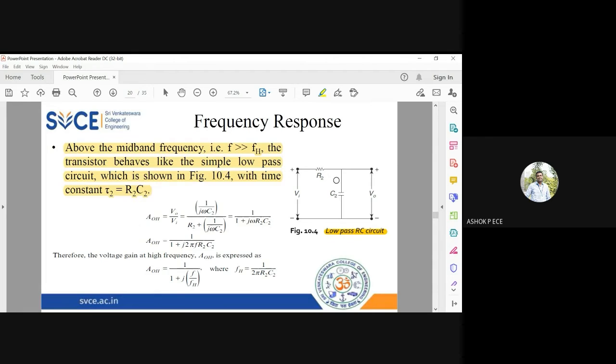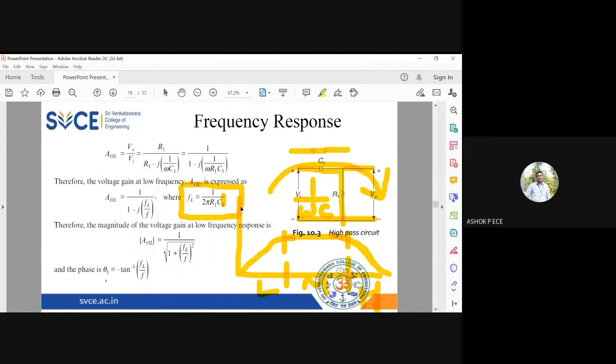So what happened? The frequency is very, very large, so all the capacitance will act like a short circuit. 1 by omega C: when omega equals infinity, this capacitance will act like a short circuit. Whatever input you give will go to ground. That is why the graph you see is reducing.